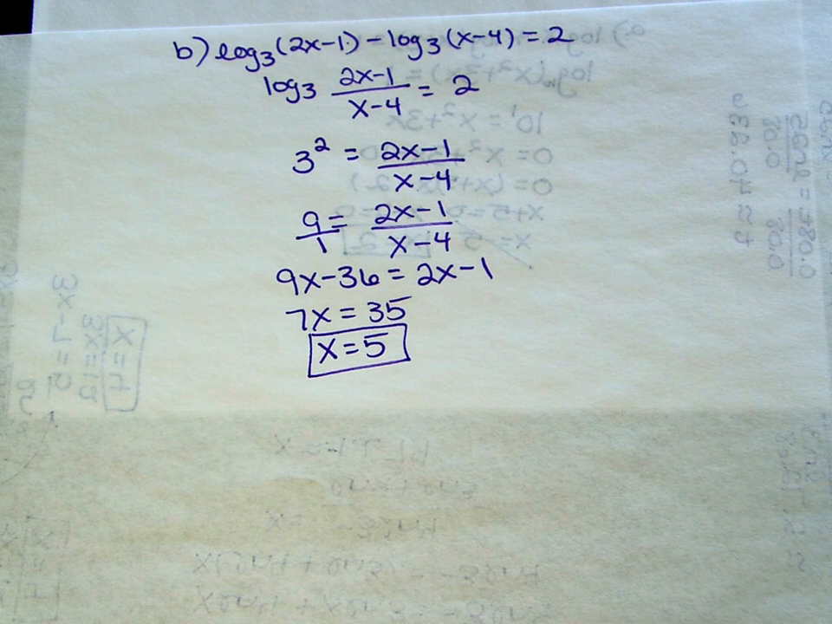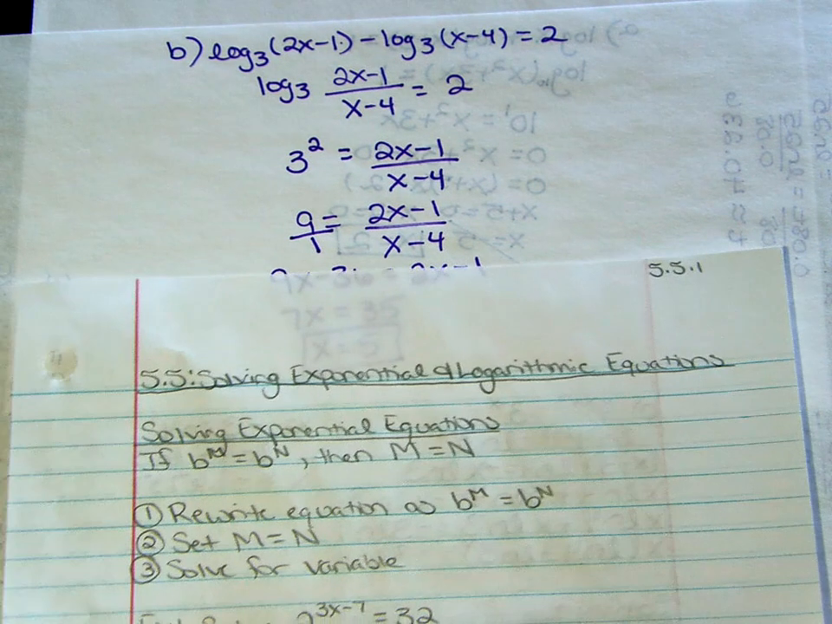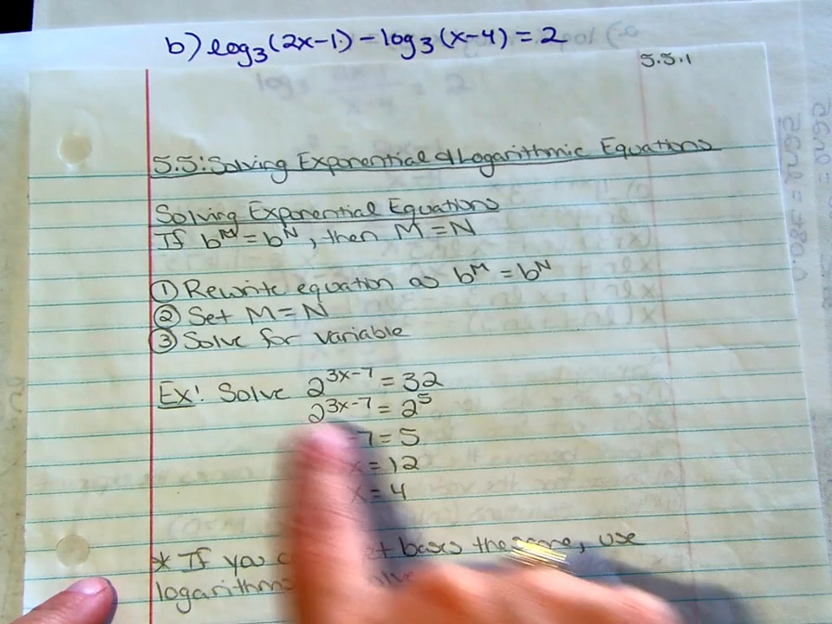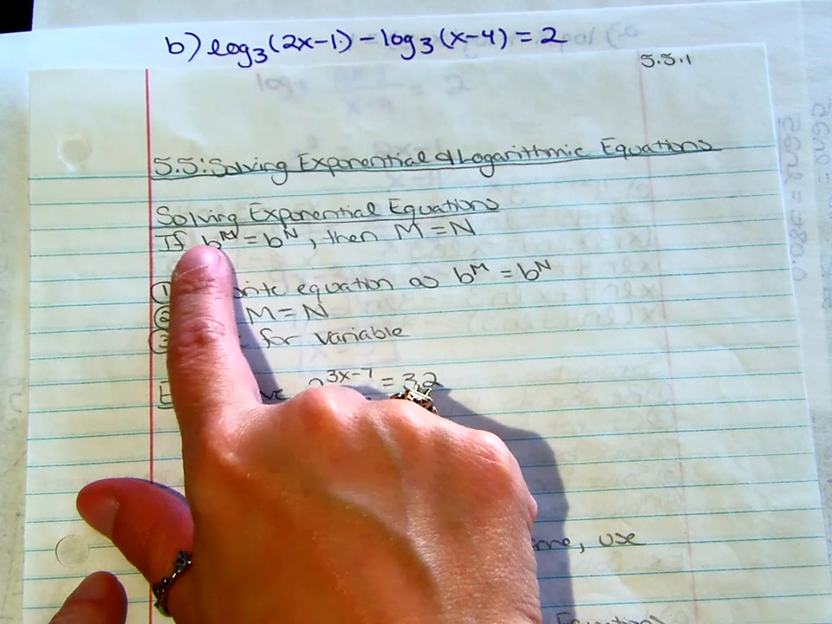Other questions or clarifications? Okay, I'm going to give you a little additional rule. It ties back to our first rule with solving exponentials. Here we said if our bases are the same, we can completely ignore those bases and just set our exponents equal to each other. There's a similar rule for logarithms.